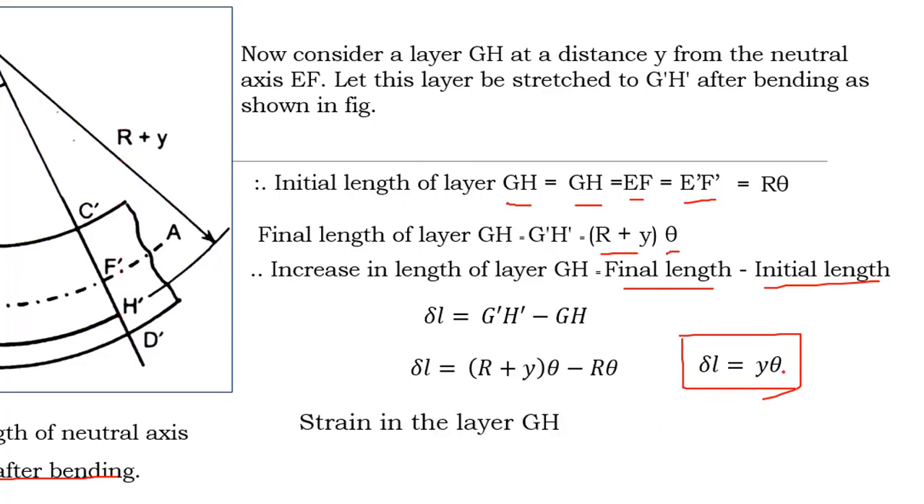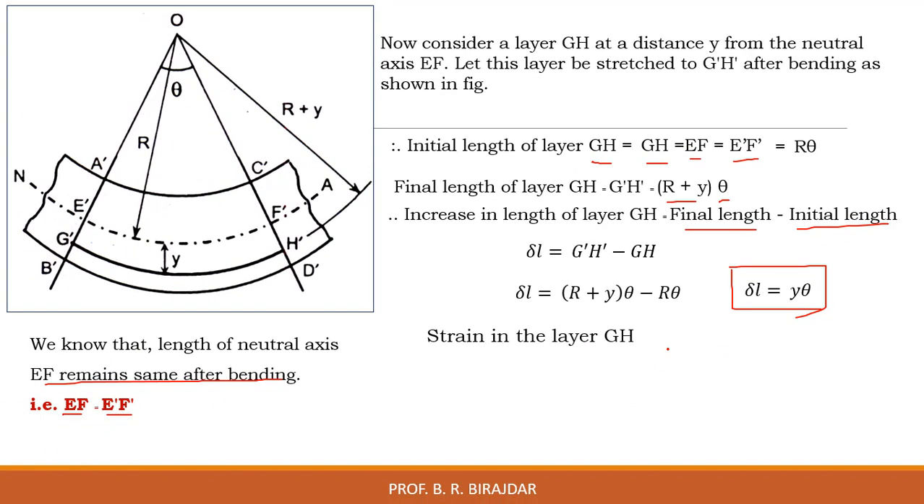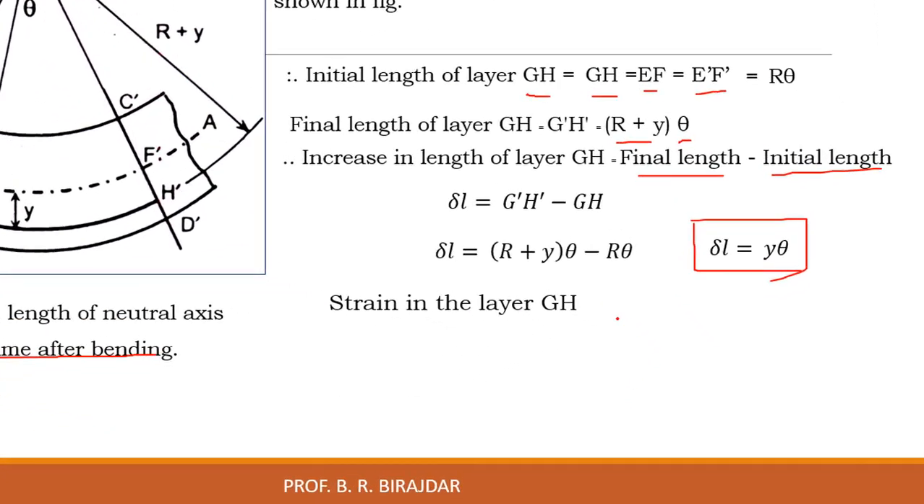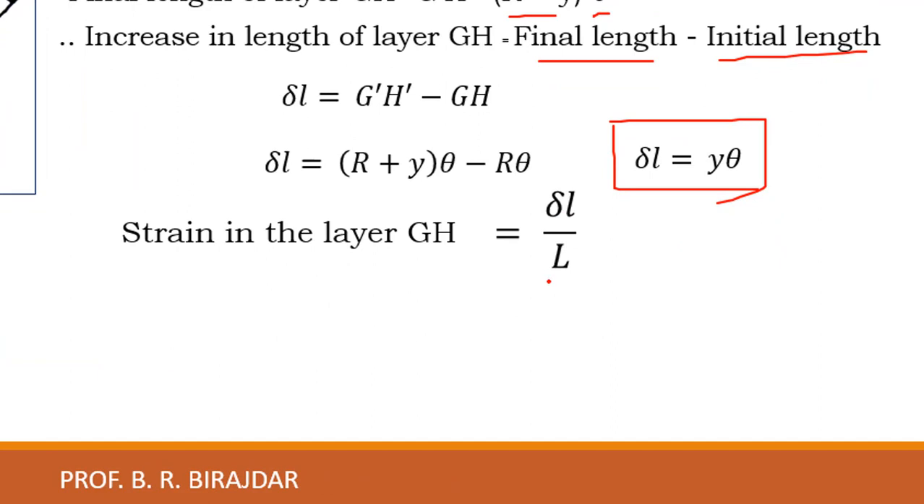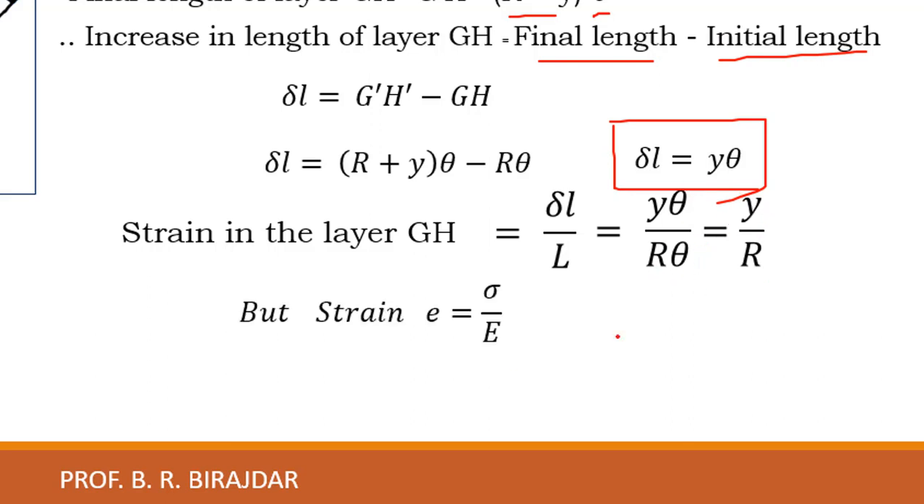Now this is the change in length of the layer GH which we considered from the neutral axis at a distance y. Now what is the strain? It is a ratio of change in length to the original length, that is delta L upon L. Now delta L is y theta, and original length, that is EF, which is equal to GH, that is r theta. Right? We already know. So this theta will get cancelled, then we can write y upon r.